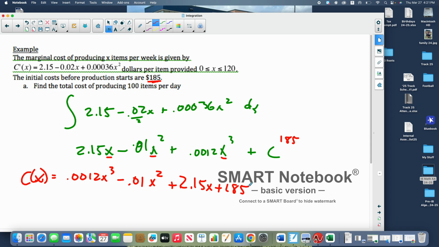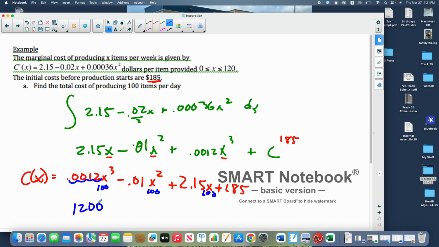It says find the total cost of producing 100 items per day. Total cost of producing 100 items per day. So now I'm going to take that 100 and plug that in. If I plug 100 in there, 100 in there, 100 in there, well, 100 cubed would be a 1 with 6 zeros behind it, which means I would move the decimal 6 places. 1, 2, 3, 4, 5, 6.